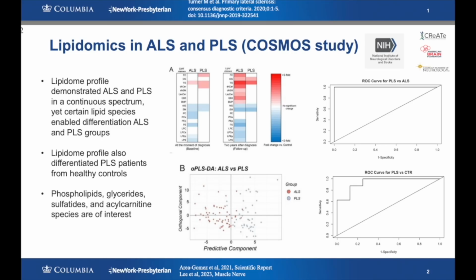When we use clustering methods like OPLS-DA, we can cluster ALS and PLS patients based on their lipid profiles, and using a machine learning algorithm, such as regularized regression, we were able to differentiate PLS patients from ALS with 100% accuracy and PLS patients from controls with 88% accuracy, which is quite promising and exciting. Lipid species such as phospholipids, glycerides, sulfatides, and acylcarnitine species contributed the most in this differentiation and will be of interest.